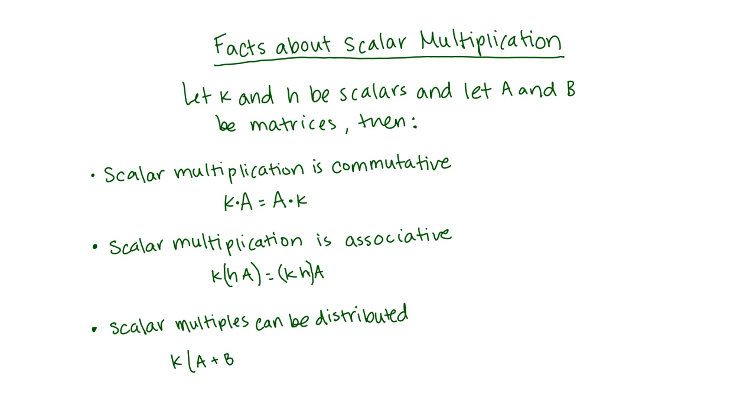And finally, scalar multiples can be distributed. So if I have the sum of two matrices A and B, I can distribute k to be multiplied by both A and B. So k times A plus k times B is the same thing as adding A and B together first and then multiplying by k.